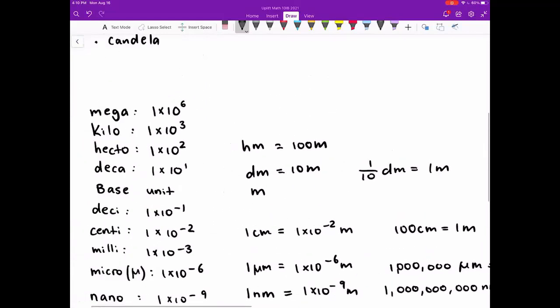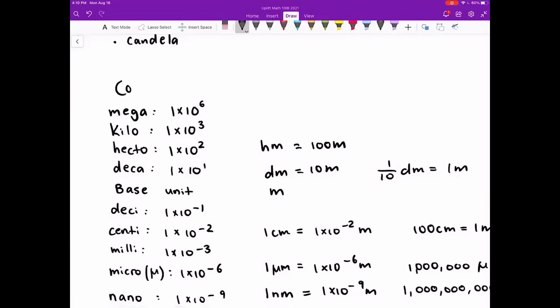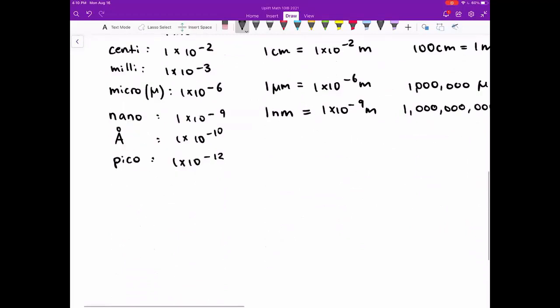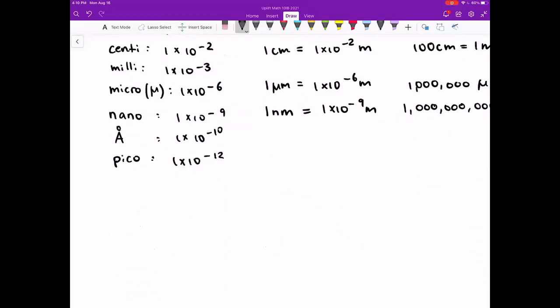Okay, so the conversion factor, well, we should just call it orders of magnitude. Yes, that sounds good. Pico is 1 trillion. Yeah, it's 1 trillion. I think we should give them an example.